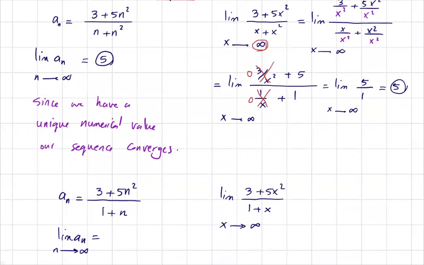Okay, the same as before, we can divide by x here. So you get the limit of 3 divided by x plus 5x squared divided by x over 1 over x plus 1. So here we're going to divide by x.